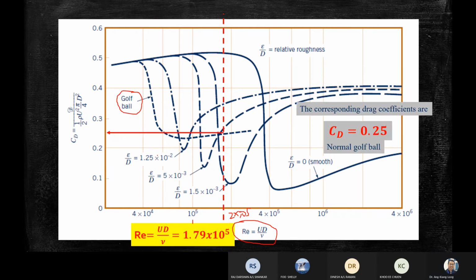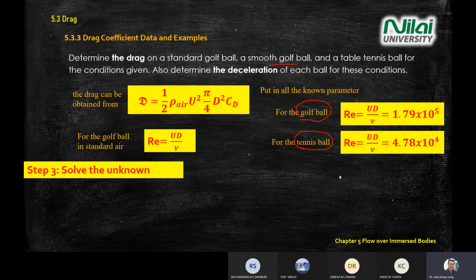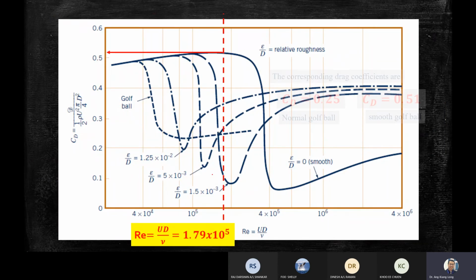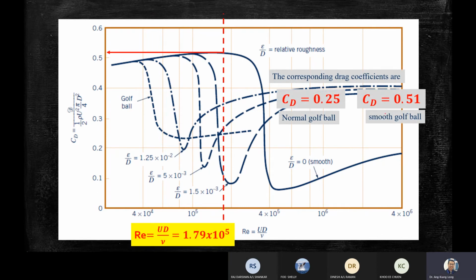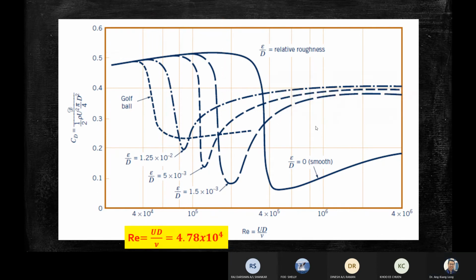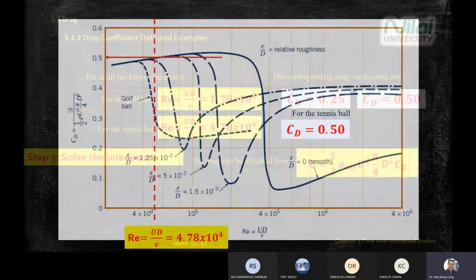Is it correct? Let me check. Okay, yeah, 10 power 4. So you draw a line on the graph itself. Then we are using the smooth line. We get about 0.5. Okay, for the tennis ball, we assume it's a smooth surface. So you get about 0.5. So you get 3 CD numbers. One is for the normal golf ball, 0.25, the smooth golf ball, 0.51, and for the tennis ball, 0.5.